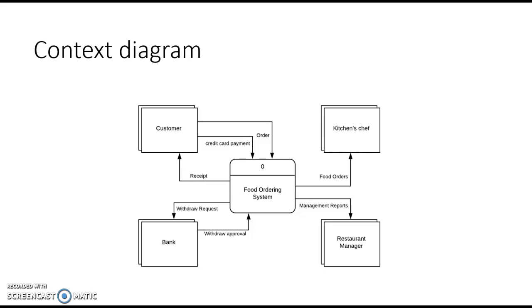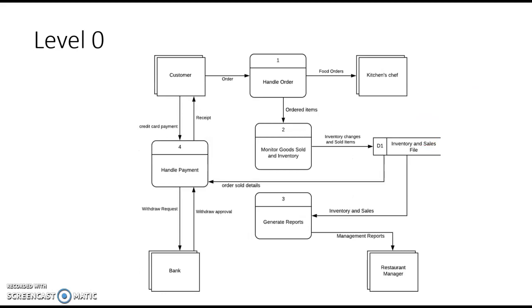Then in part 2, we drew the level 0. We made sure in level 0 to keep all of the different data flows that existed in the context diagram that connect the system with the external entities. We ended up with 4 different processes: one to handle the order, one to monitor goods sold and inventory, one to generate reports, and one to handle payment.